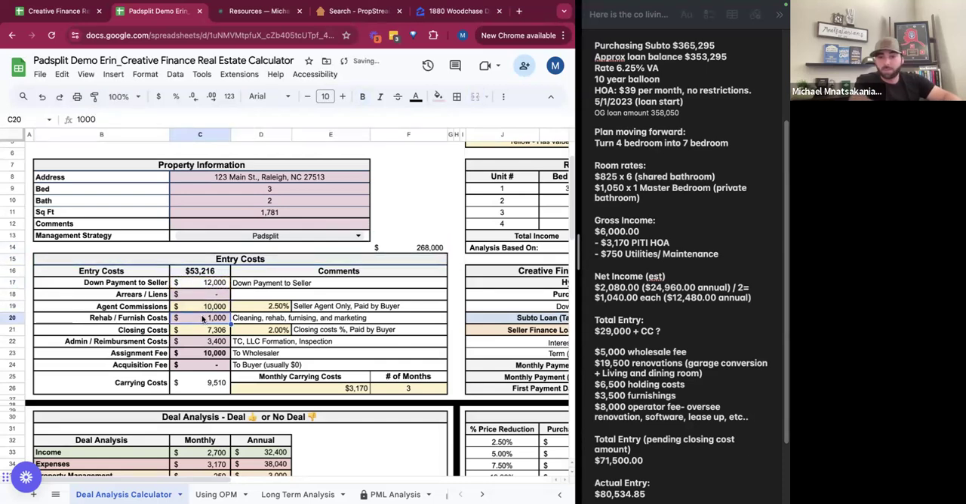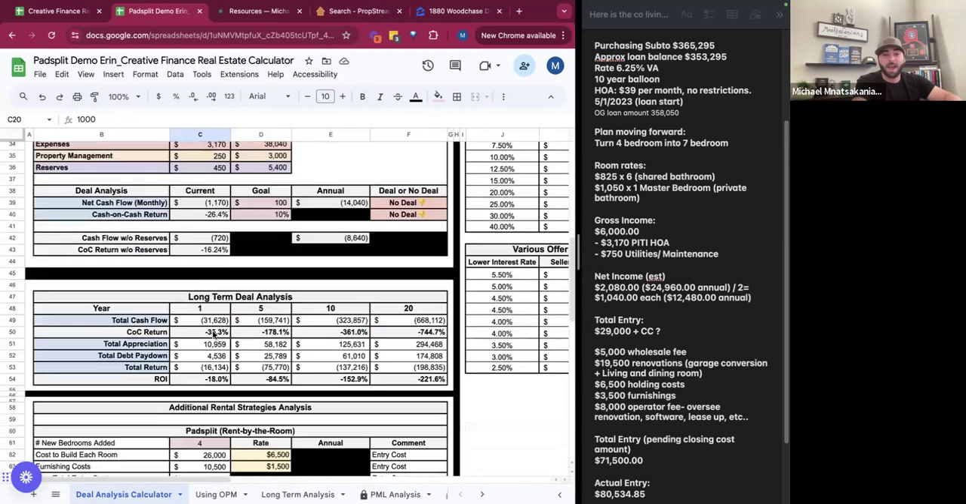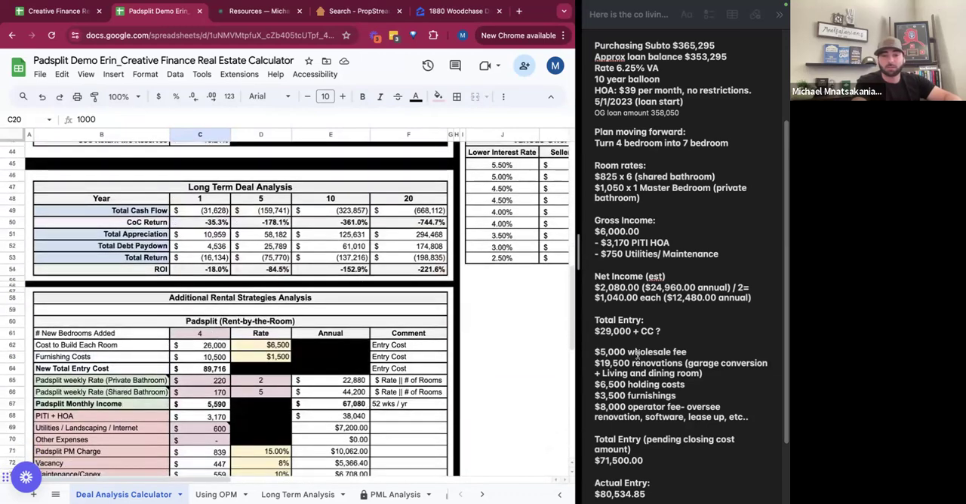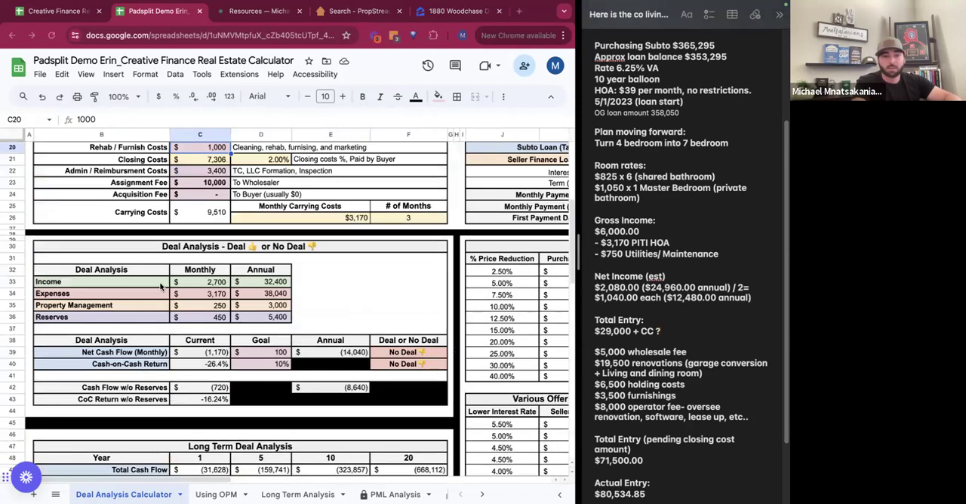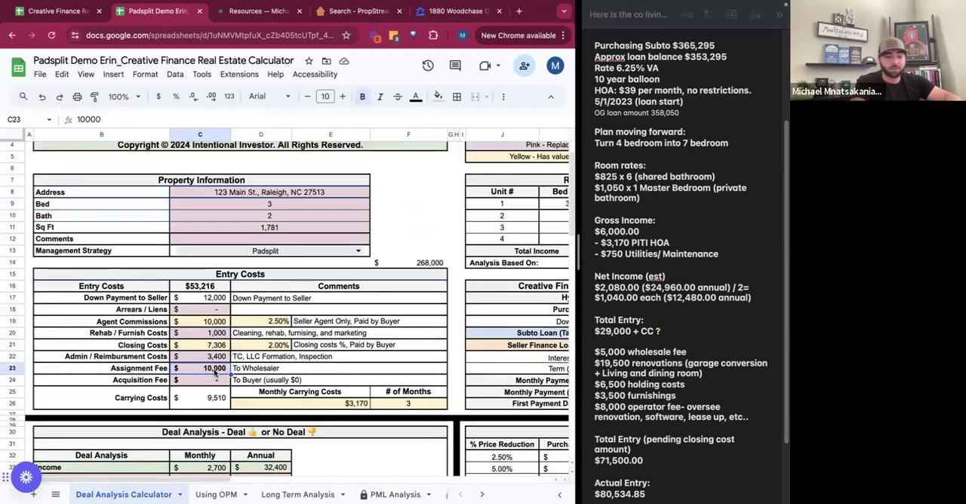They say the rehab and furnishings, garage conversion, living and dining room. So we're going to save this. This is really like your rehab and furnishings for a long-term rental. We're going to add that piece down here. So we'll save this piece. They say it's a $5,000 wholesale fee. So we're going to add to this, minus the 5,000, see how much is remaining still. They don't have admin or reimbursement. Well, they kind of do. That's their 8,000.